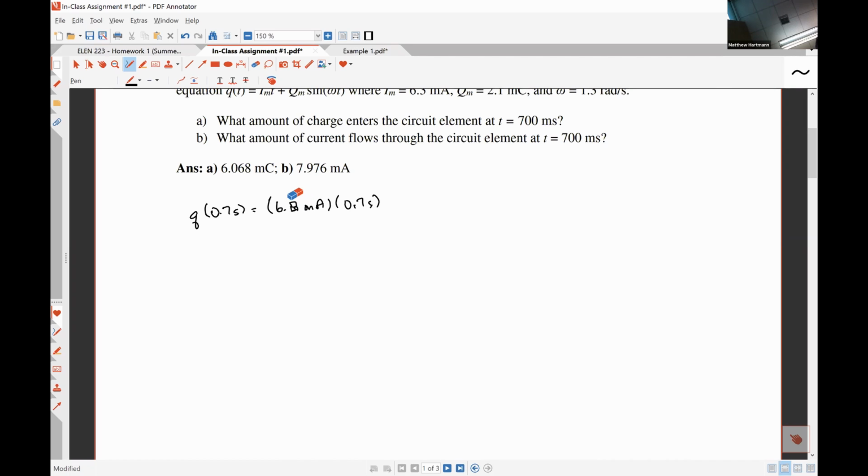That 3 doesn't look like a 3. I don't know why all of a sudden this is drawing terribly. Plus Qm, which is 2.1 millicoulombs, times the sine of omega, 1.